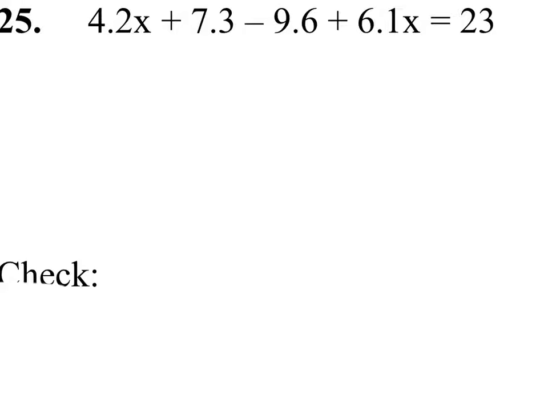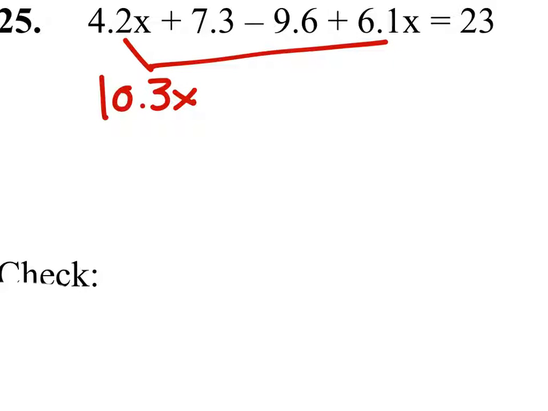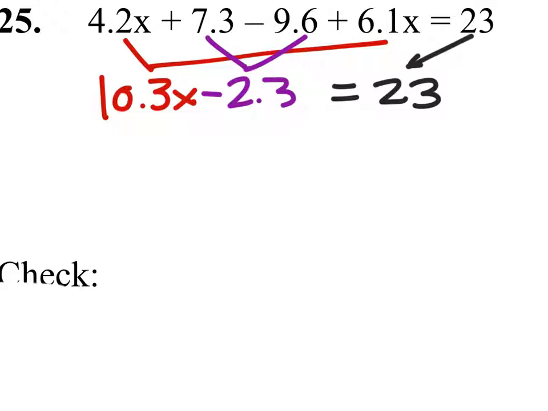First thing we need to do is get all the x's on one side of the equal sign, but they already are. We can see if we combine like terms, we would have 10.3x. Now if we combine the constants, 7.3 minus 9.6, bam.